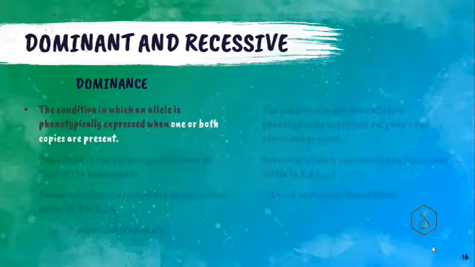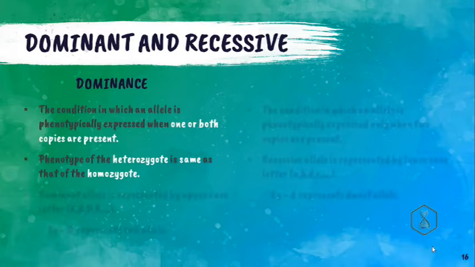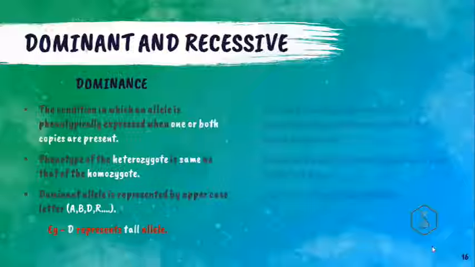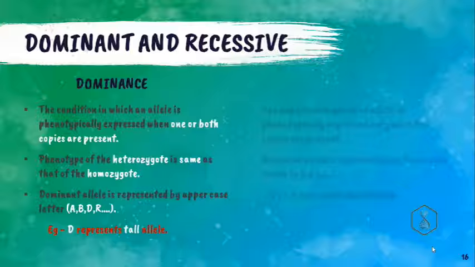Dominance refers to the condition in which an allele is phenotypically expressed when one or both copies are present. If a single allele or if two alleles are present and it is phenotypically expressed, then the condition is dominant. In dominant condition, the phenotype of the heterozygote is same as that of the homozygote. In genetics, the dominant allele is normally represented by uppercase letters like capital A, capital B, capital D, capital R, etc. Example, capital D represents the tall allele.